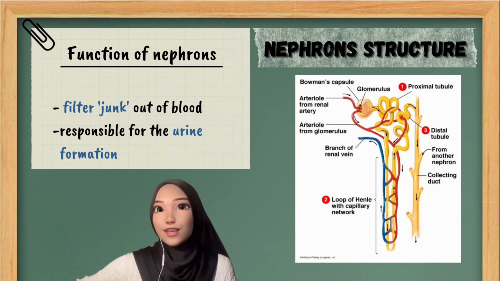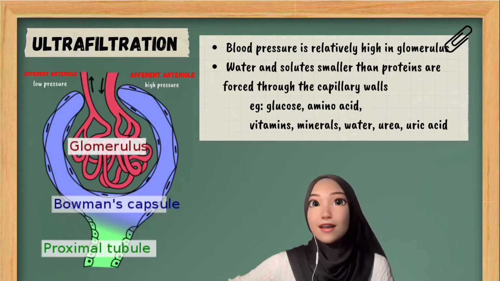Talking about urine formation, there are 3 steps in urine formation. The first step is ultrafiltration. The blood will enter the afferent arteriole with high pressure. So the blood pressure is relatively high in the glomerulus, and it causes water and solutes that are smaller than proteins to be forced through the capillary walls.